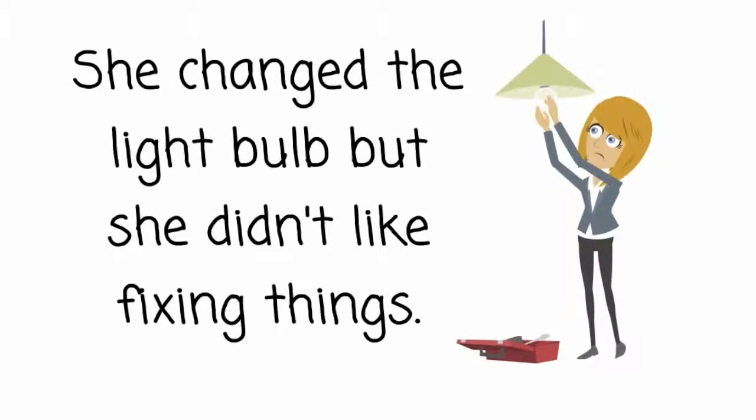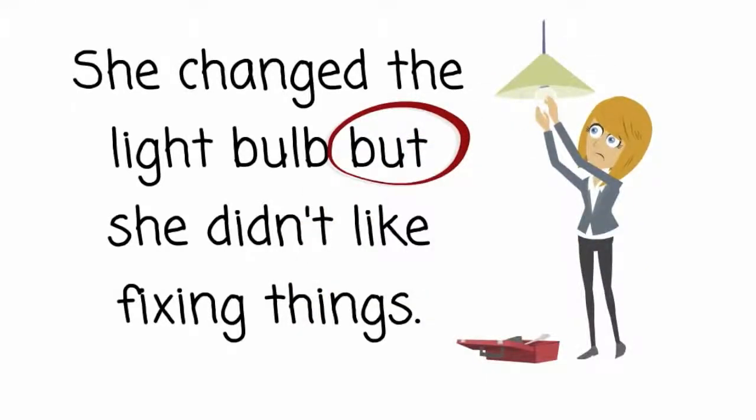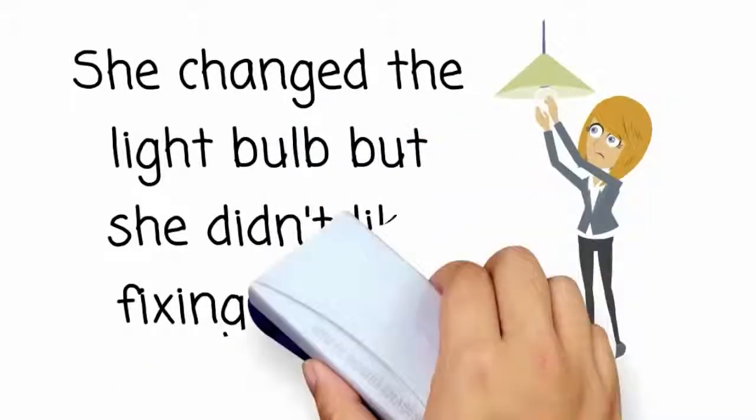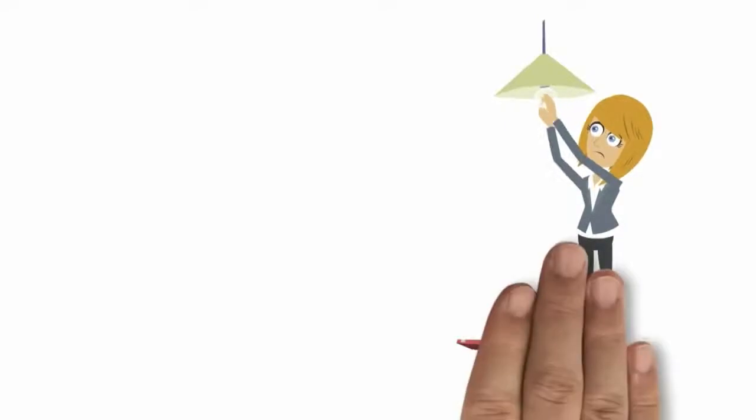So let's take those 2 sentences that we had when we were looking at simple sentences. Now, if we're going to change this into a compound sentence, all we've done is added our conjunction in there. So we've added the word but, so that the sentence now reads, she changed the light bulb, but she didn't like fixing things. So it makes perfect sense, 2 simple sentences joined together with the word but, or a conjunction, and you could put any conjunction in there.